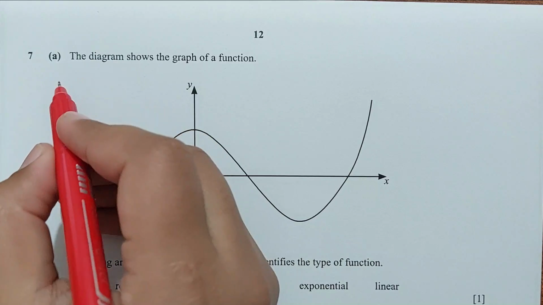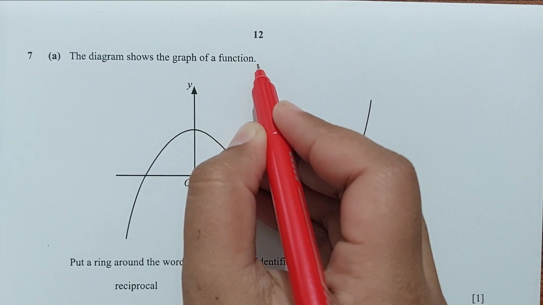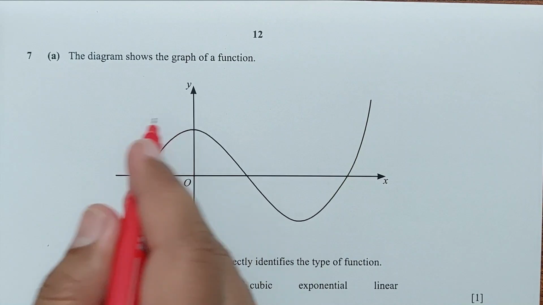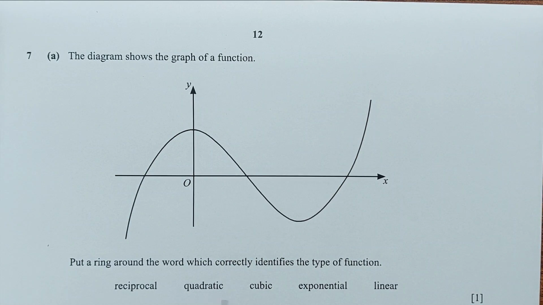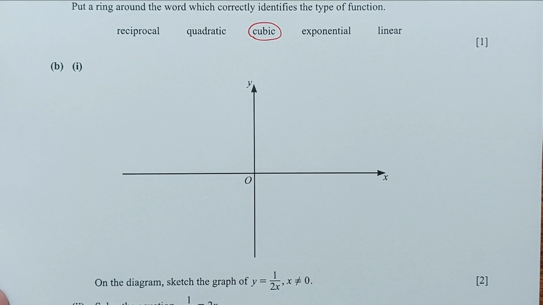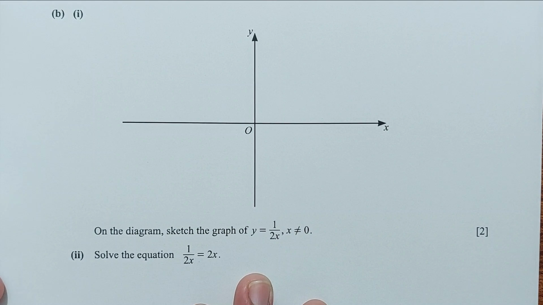Question number 7, part A. The diagram shows the graph of a function. Put a ring around the word which correctly indicates the type of the function. It's a cubic function: reciprocal, quadratic, cubic, exponential, or linear. It's a cubic.